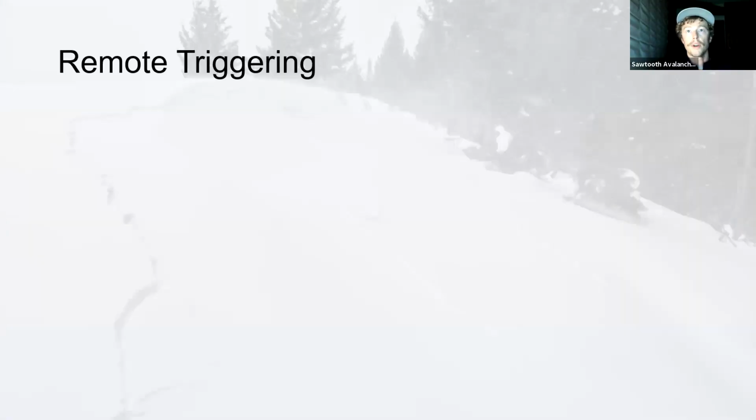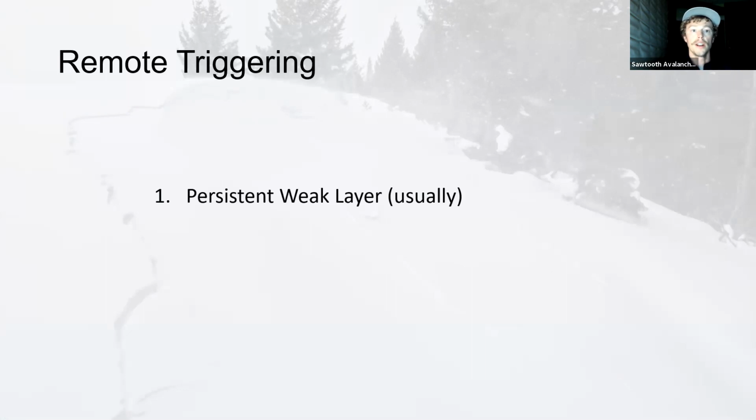So when we're talking about remote triggering, it's a multi-step process. So I thought I'd break it down for you just a little bit further. First, we need a persistent weak layer. You can remote trigger avalanches on non-persistent grain forms, but it's far more likely if you're dealing with a persistent slab avalanche problem.